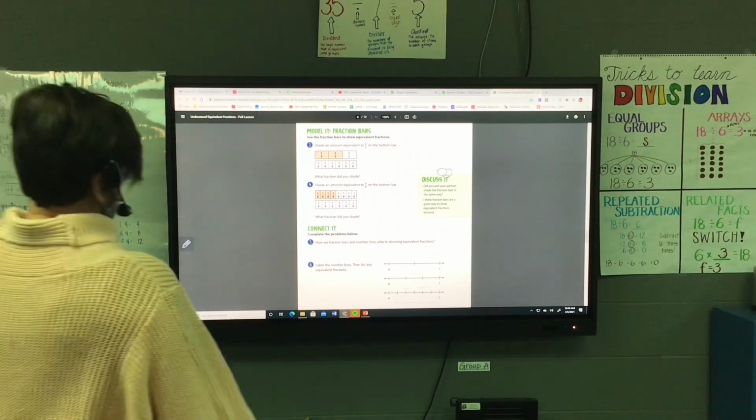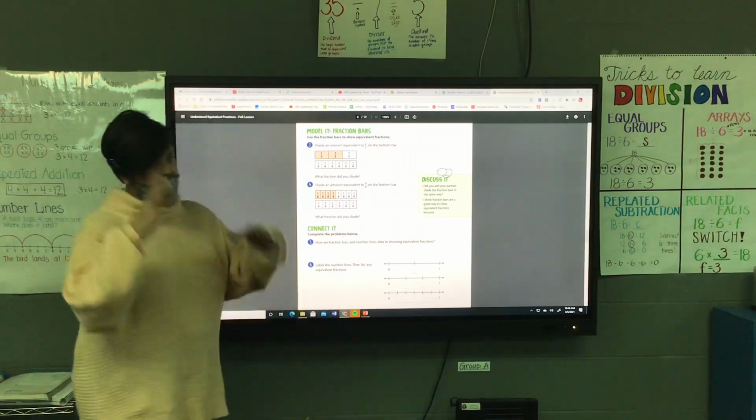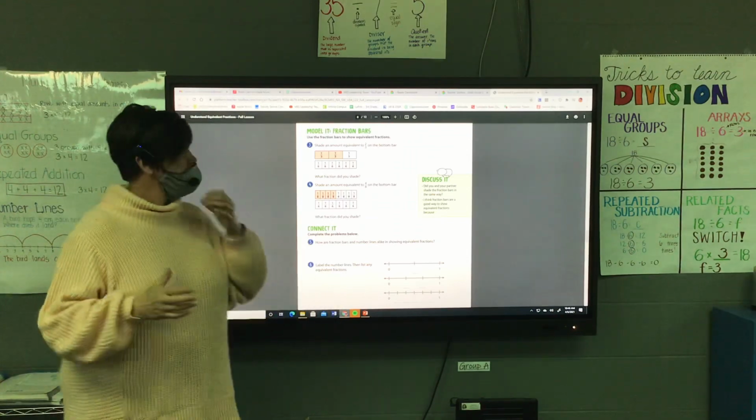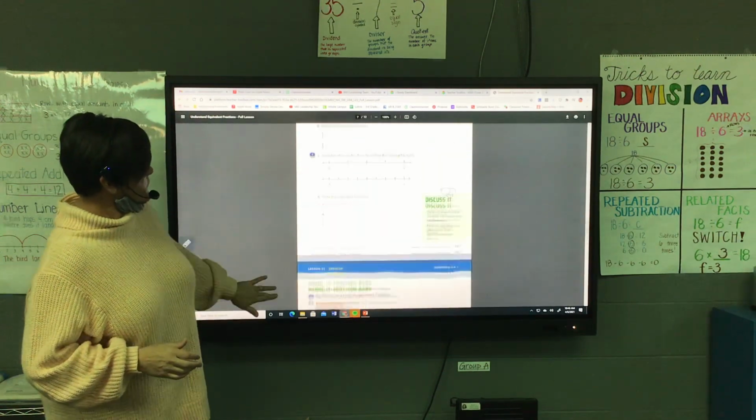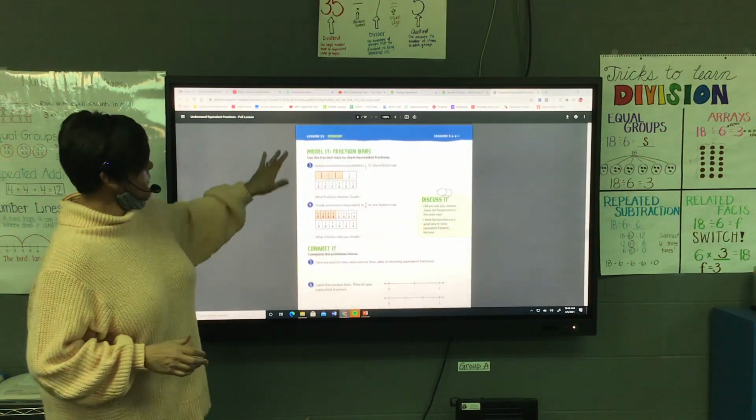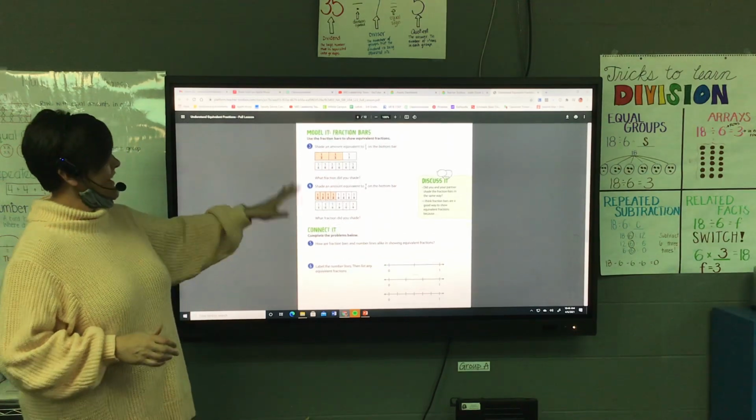Back to math. Got to get our minds back on fractions. So we had done 487, you said. Now we're on the back side of that page, 488.